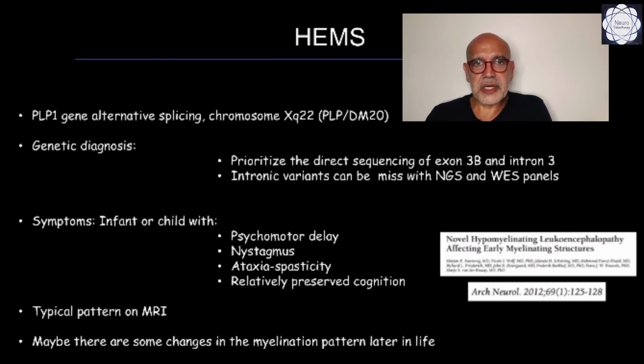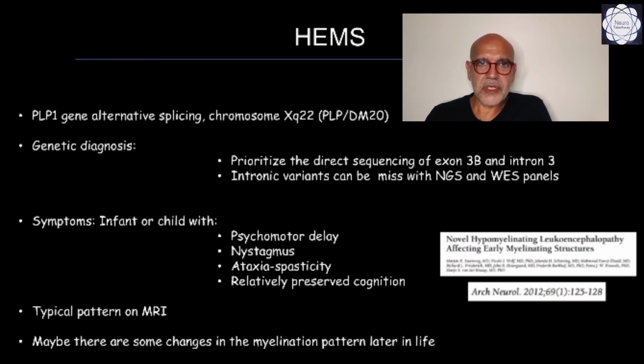Regarding the clinical picture, it is very similar to the rest of the hypomyelinating processes. The patient comes with psychomotor delay, with ataxia, with nystagmus, especially pendular nystagmus. There is relative preservation of cognition and very rarely epilepsy. The process usually starts during the first or second year of life, and it evolves very slowly.